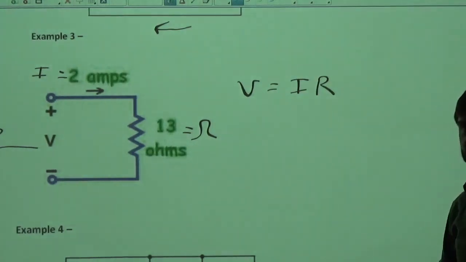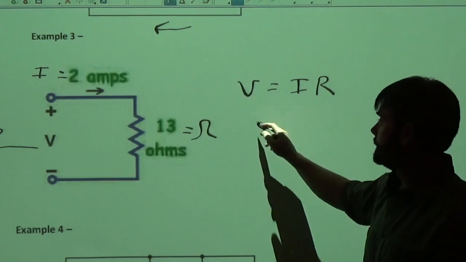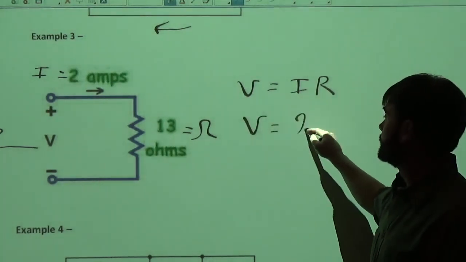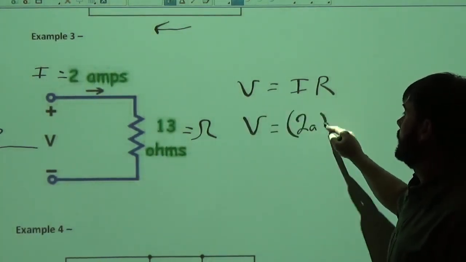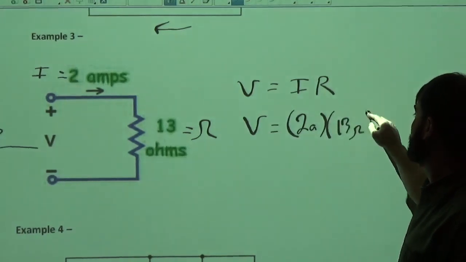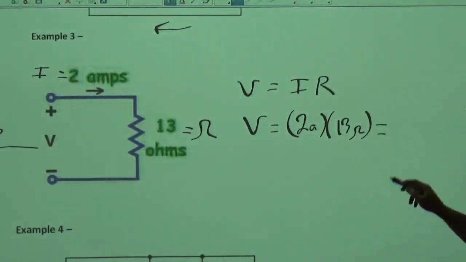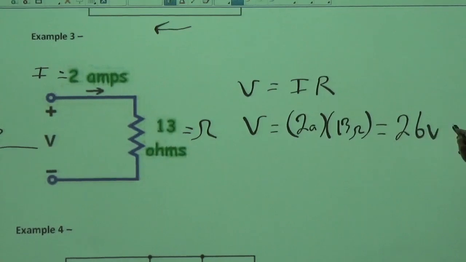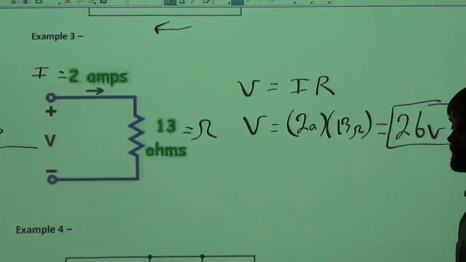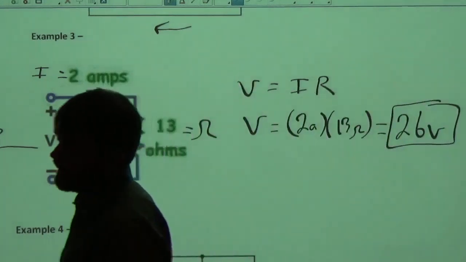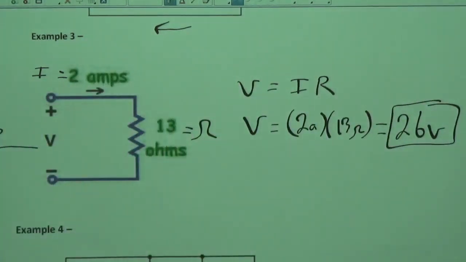The voltage is going to be equal to current times resistance, so I'm going to just plug in what I got. We got 2 amps, and we got 13 ohms. And if I plug those 2 things together, I get 26 volts. So the voltage of whatever this battery source is, or voltage source is, has to be at least 26 volts in order for the 2 amps to flow through the 13 ohm resistor.